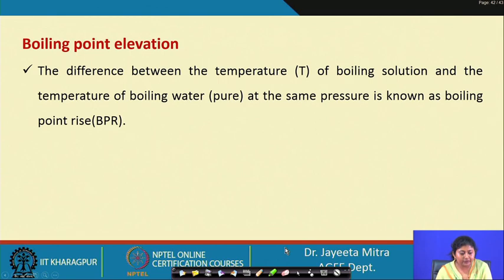The next thing we are going to cover is boiling point elevation. This is an important phenomenon because there is a difference between the boiling point of a solution and that of pure water. The difference between the temperature of the boiling solution and the boiling temperature of pure water at the same pressure is known as the boiling point rise, or sometimes boiling point elevation.